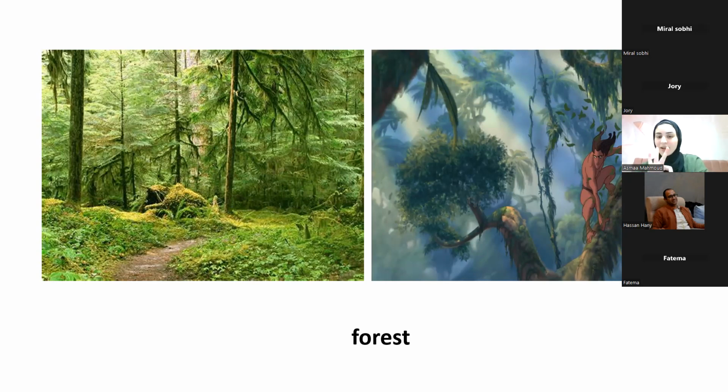So we take three systems today. The first one, the sea, the second one, desert, and the third, forest. All of them have living organisms and non-living things that interact together in an environment, okay? So can you tell me what is the meaning of system?